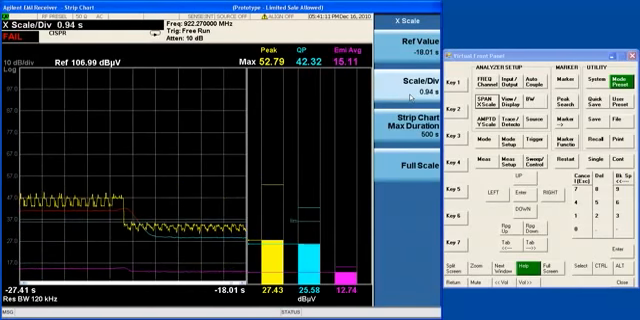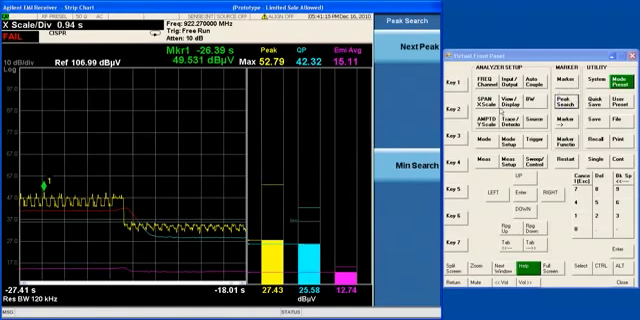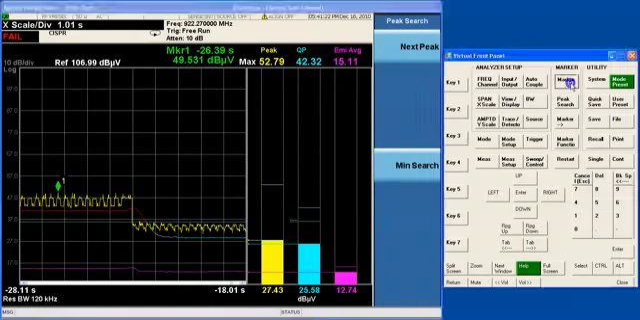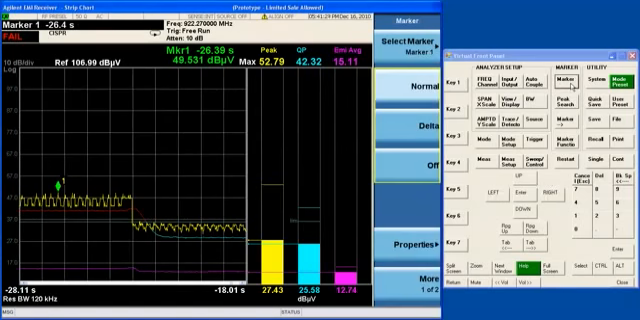I can use markers in this display. I can either use the marker to determine the duration of an event, for example, by moving the marker to, let's say, the edge of this event here. Say there, and then do a delta and move the marker to the edge of this event here, and it's telling me that this event is about a 430 millisecond event.